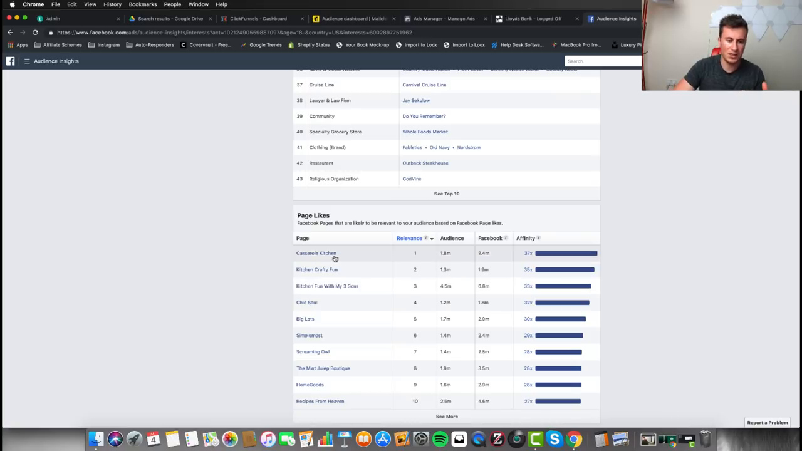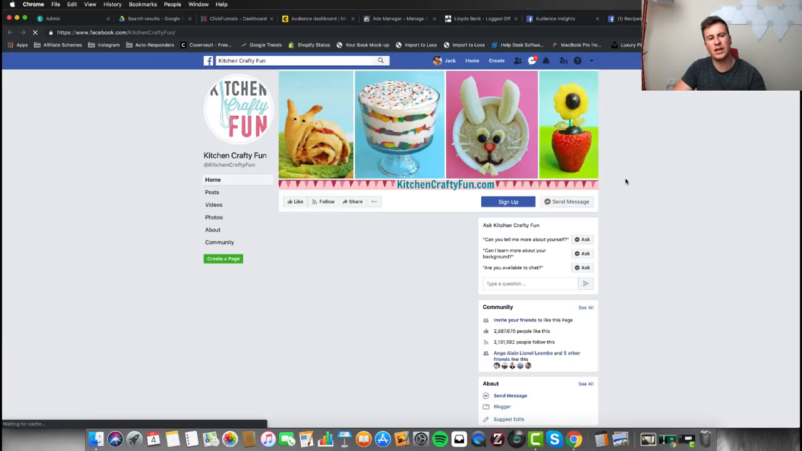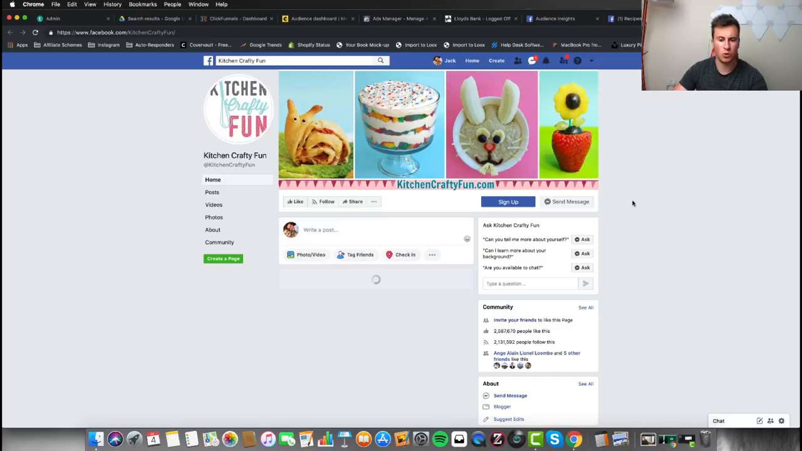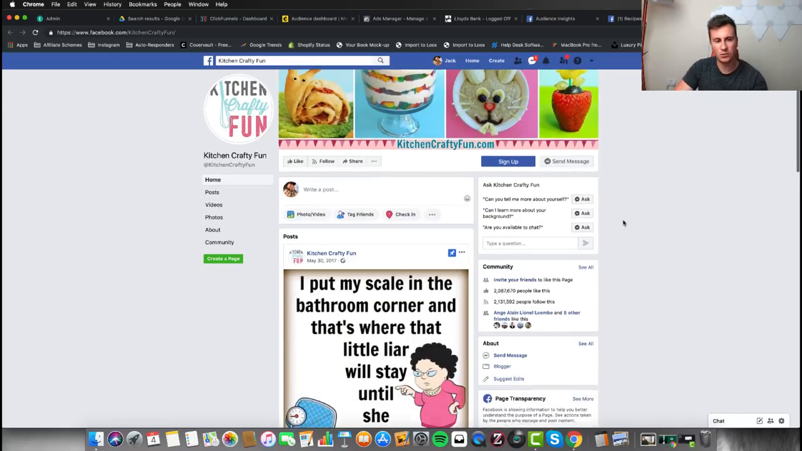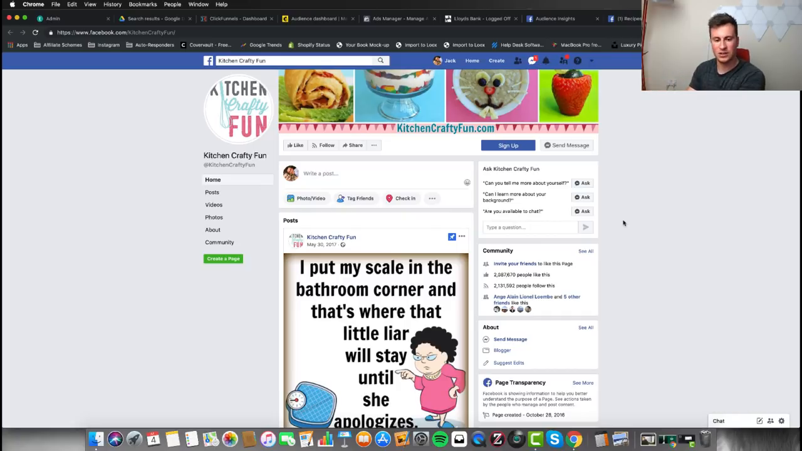A better thing would be to take one of these page likes. So for example, kitchen crafty fun. You want to make sure that you always open up these pages to see what they actually are and double check the content. And what you're looking for then is content that's relatable to the niche, because that tells you the page is related to the niche, and if it's got a lot of engagement on its posts.